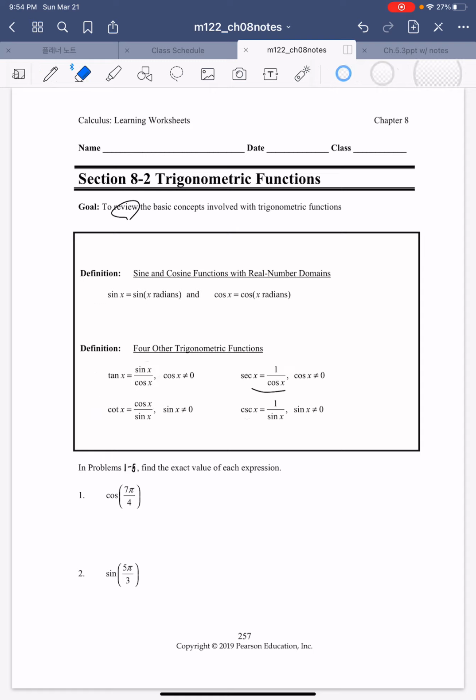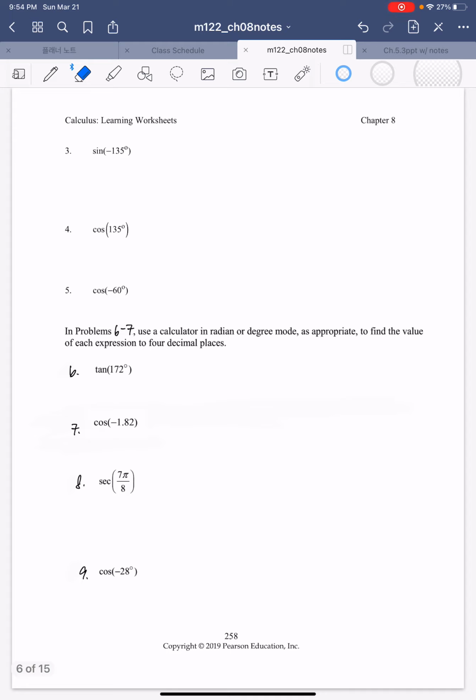1 through 5, find the exact value. So we are going to be working on triangles, just like the earlier chapter. And then 6 through 9, excuse me. So I should change this one to 9.